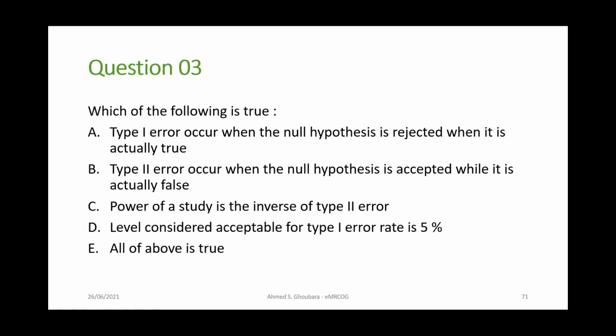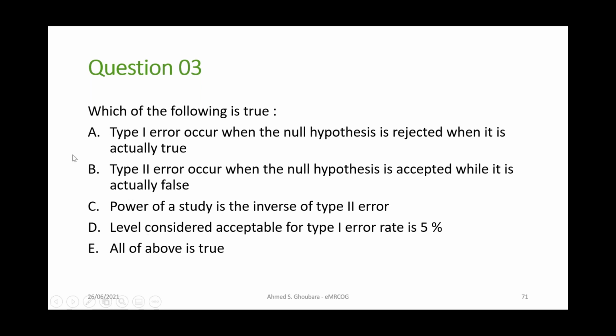Type 1 error occurs when the null hypothesis is rejected when it is actually true. Type 2 error occurs when the null hypothesis is accepted when it is actually false. Part of the study, the inverse of type 2 error. The level considered acceptable for type 1 error rate is 5%.